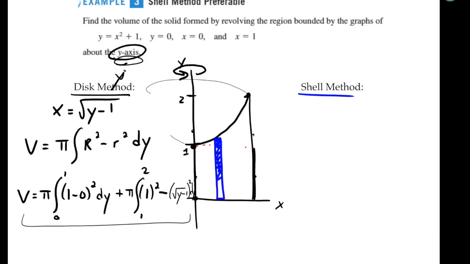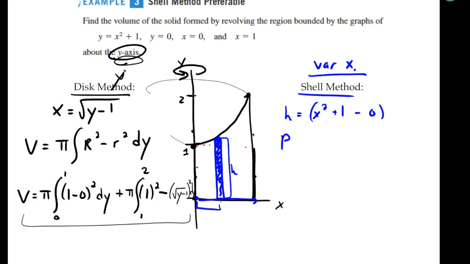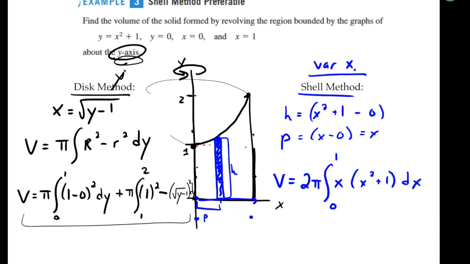And automatically you can see if I run this from right to left, now I'm in x, right? So that's nice. I can go from top to bottom to get my h. Right, so x squared plus 1 minus 0, top minus bottom. P, oh, it's just x minus 0. How lovely. And now my volume for the shell would be 2 pi from 0 to 1 x squared plus 1 dx. And this looks a little bit nicer than this.